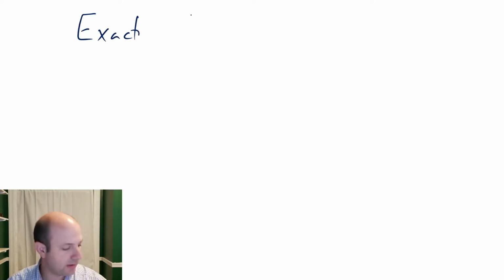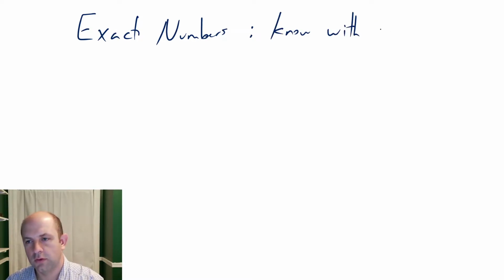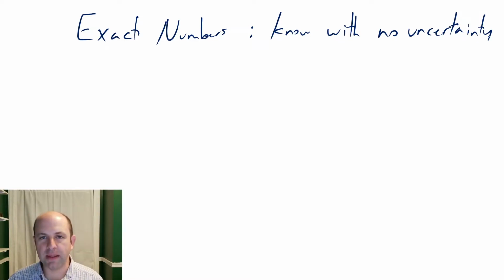The first thing we need to know is that we have a difference between exact numbers. This is, we know them with no uncertainty. Right? Maybe you say, okay, how many people are in the room right now? For me, the answer is 1. I know that with absolute certainty. That's an exact number. Well, what's then an inexact number?